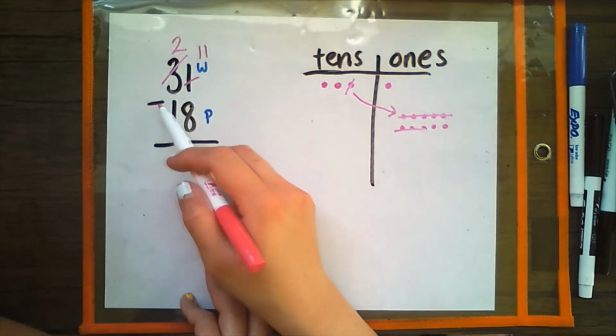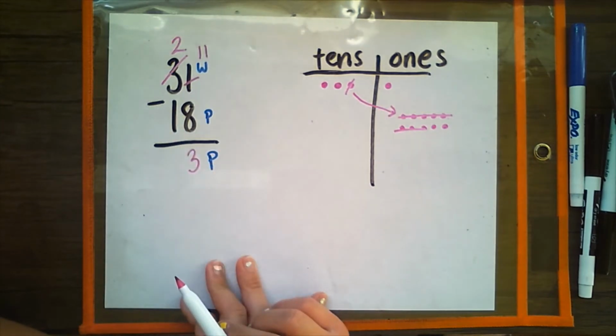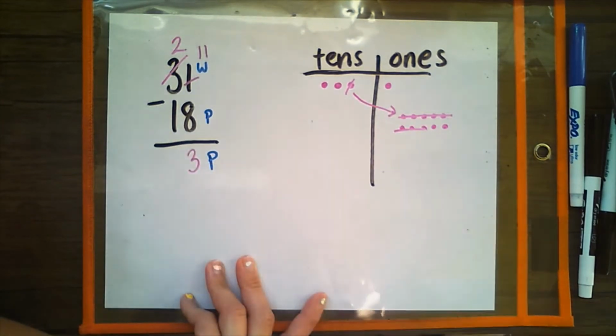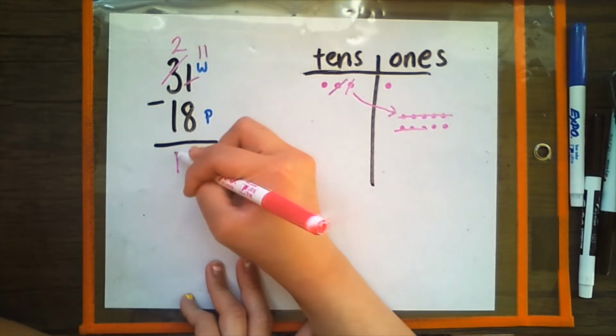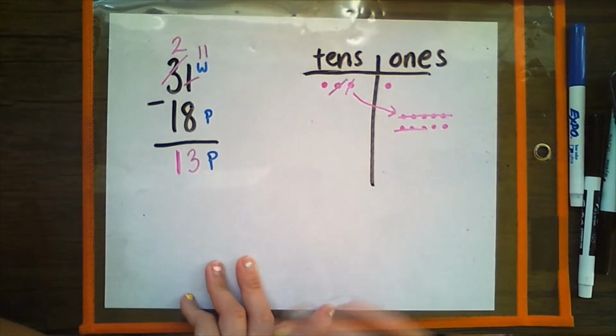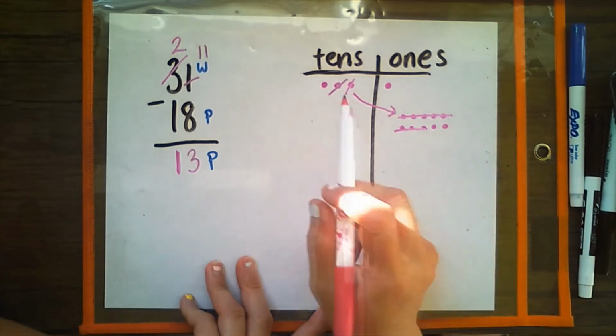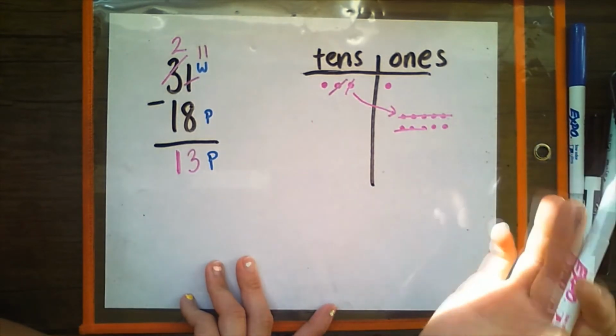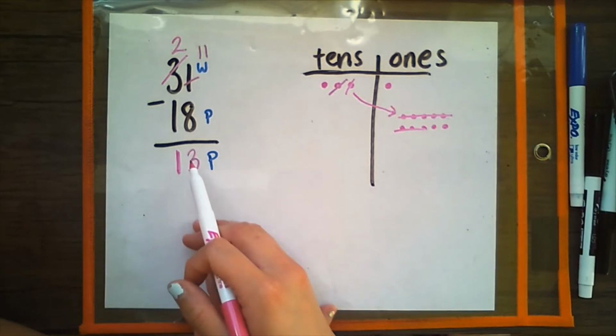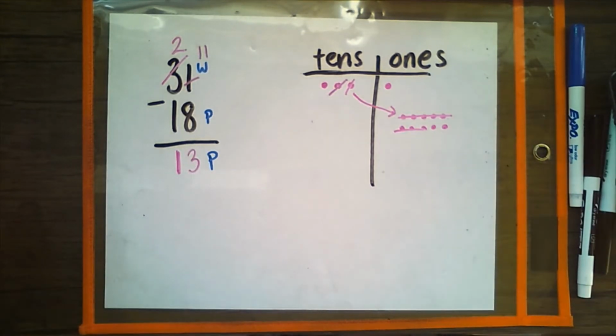2 tens minus 1 ten is 1 ten. So we're going to go ahead and also cross that out. So our answer, or our solution, is 1 ten and 3 ones, or the number 13. 13 is our missing part.